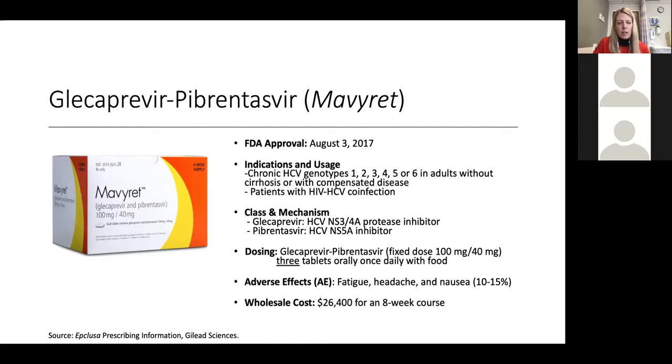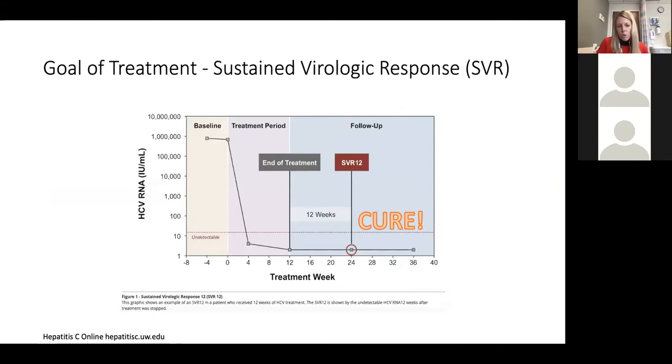Both Mavyret and Epclusa have pretty low side effect profiles. Most often, my patients will tell me they were fatigued or they had a headache or maybe they felt a little bit nauseous. But by and large, these medicines are very well tolerated, and I've never had somebody stop their direct-acting antivirals due to toxicity. And of course, the goal of Hep C treatment is achieving a cure, or what we call a sustained virologic response at 12 weeks. That's when you basically have an undetectable RNA level 12 weeks after stopping therapy, and that we consider to be a functional and durable cure.